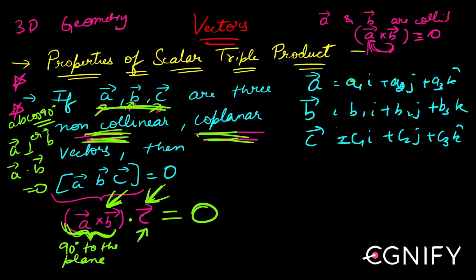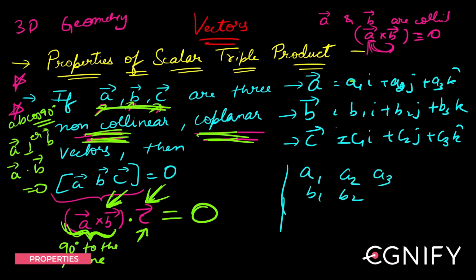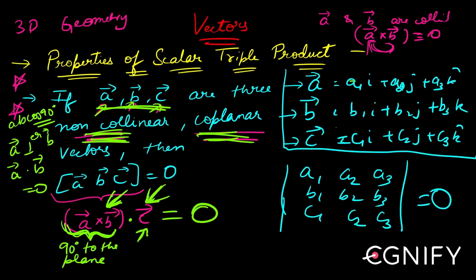So if these three are your vectors and they are non-collinear, and they are to be coplanar, then this determinant had to be 0: A1, A2, A3, B1, B2, B3, C1, C2, C3. You have seen this property. If these three are to be coplanar, then this property should hold good.